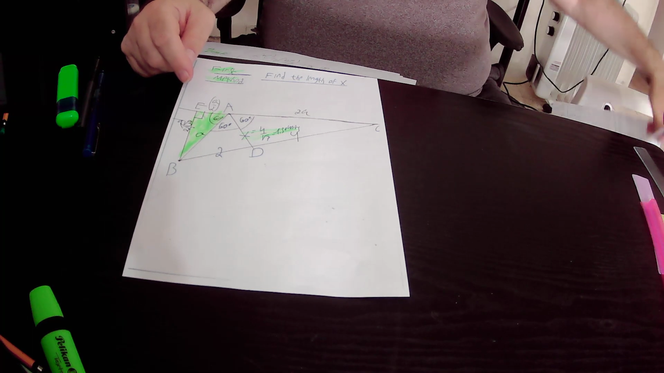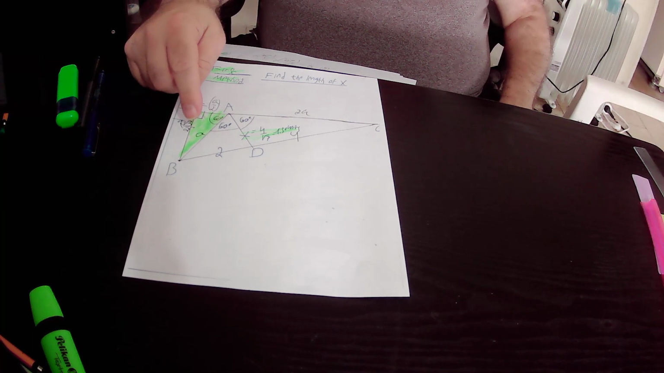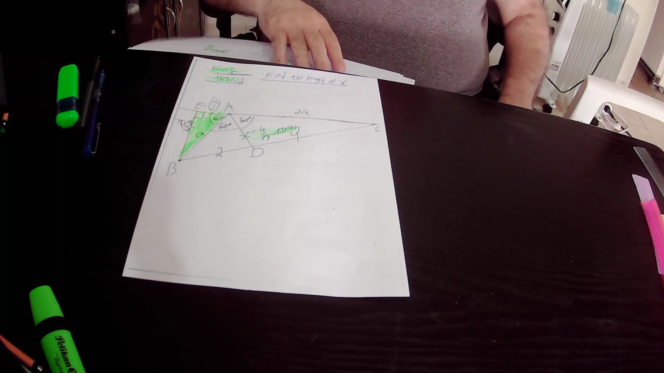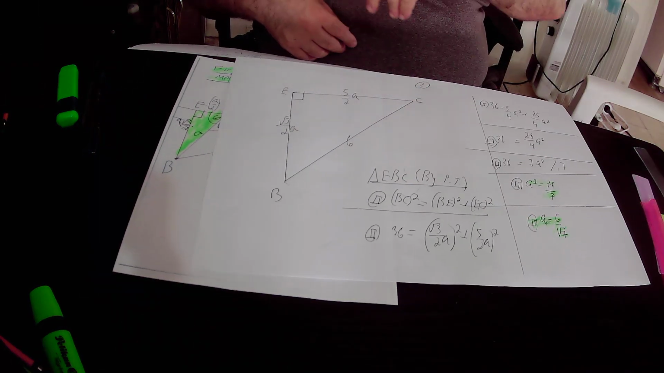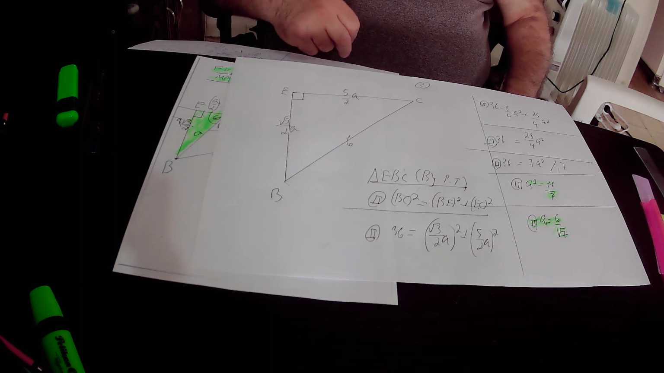Then we implemented the Pythagoras theorem in the right triangle, the right big triangle, triangle BEC. So I copied the right triangle BEC in a new page, in this page, and we implemented the Pythagoras theorem on this right triangle, triangle BEC.